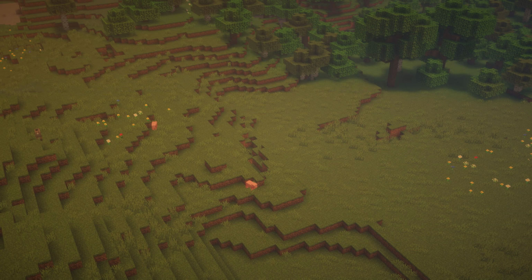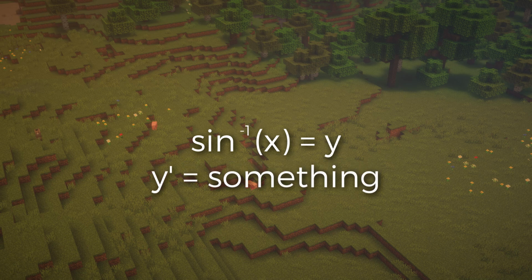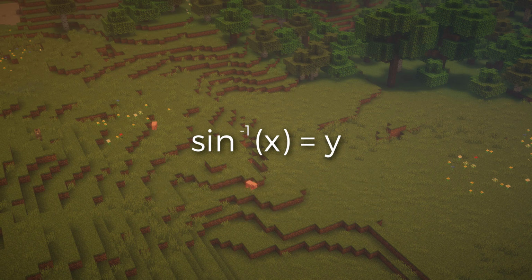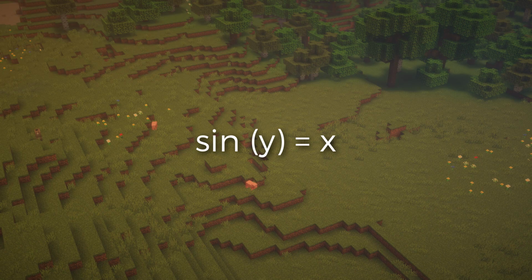Now to begin this proof, let's set up the equation like this: y equals inverse sine x. Our main objective is to have an equation like this: y prime equals something. Now that something has to be in terms of x, so that's what we're looking for. So to start, let's make the inverse sine into a regular sine by switching the x and the y. So we have x equals sine of y.